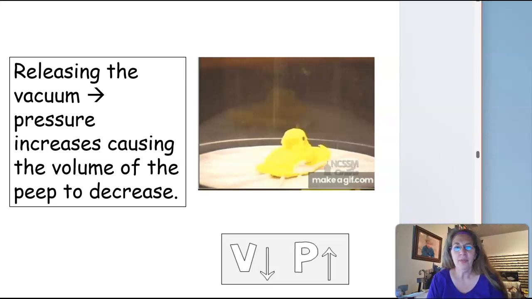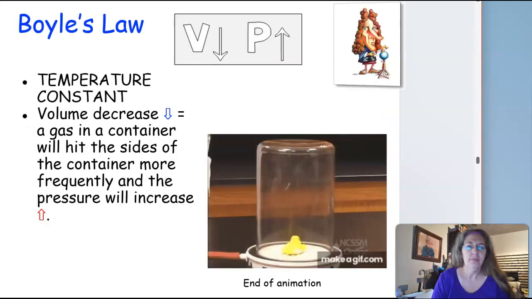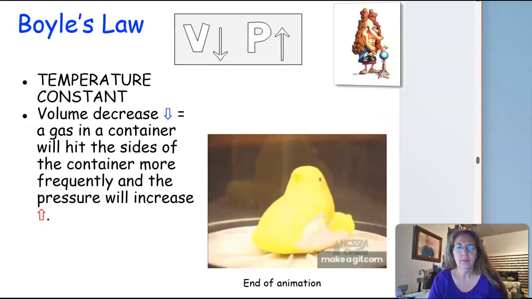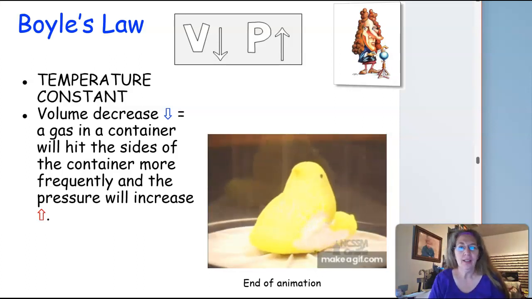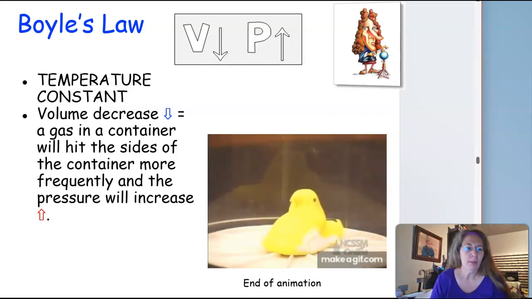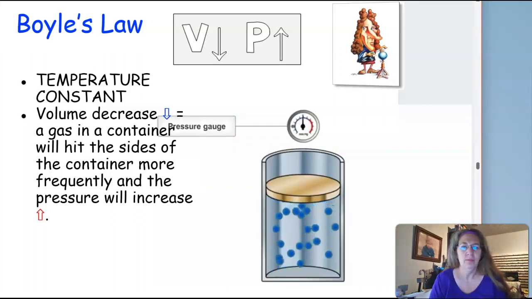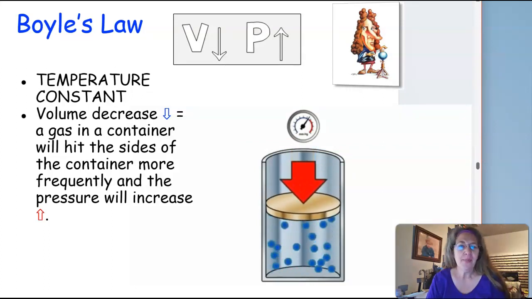If we release the vacuum, meaning that we're not controlling the pressure within the glass container anymore, the pressure increases, which causes the PEEP to shrink. It causes the air within the PEEP to compress instead of expand. So decrease the volume, increase the pressure. Increase the volume, decrease the pressure. Another example.